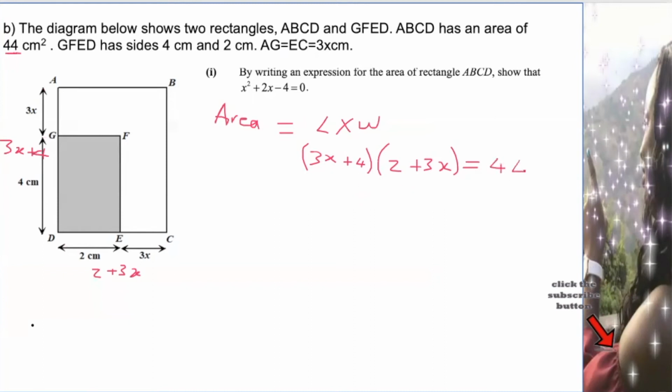Now I am going to expand this. So multiplying 3x times 2, that gives me 6x. 3x times 3x, that is 9x squared.